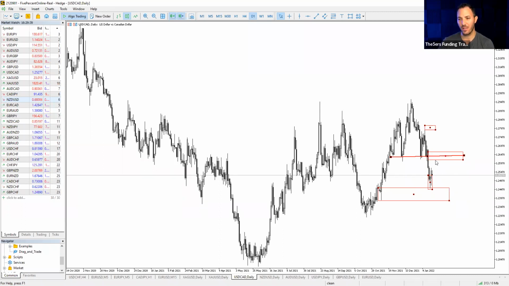Now this one, I want to wait for price to reach those areas and then look for price action or price pattern to tell me to start going short. I won't do this blindly.